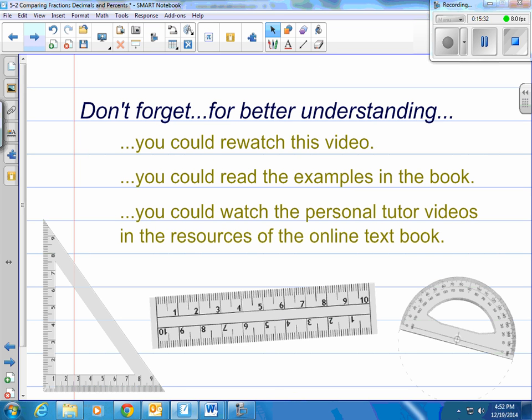That's all. If you need to rewatch the video, go right ahead. Or you can look at the examples in the book. Or you can see some of the personal tutor videos that are online in our online textbook.